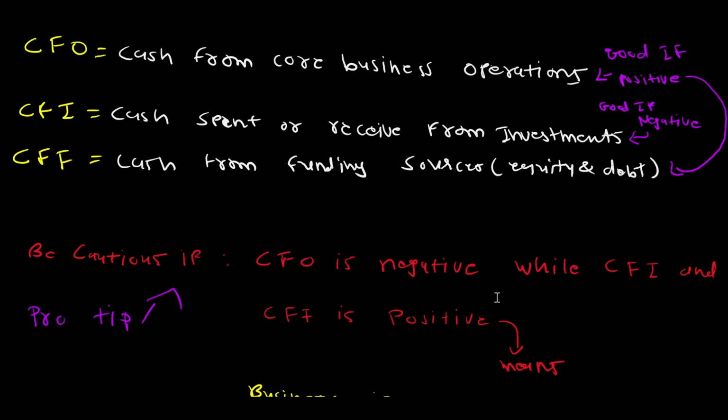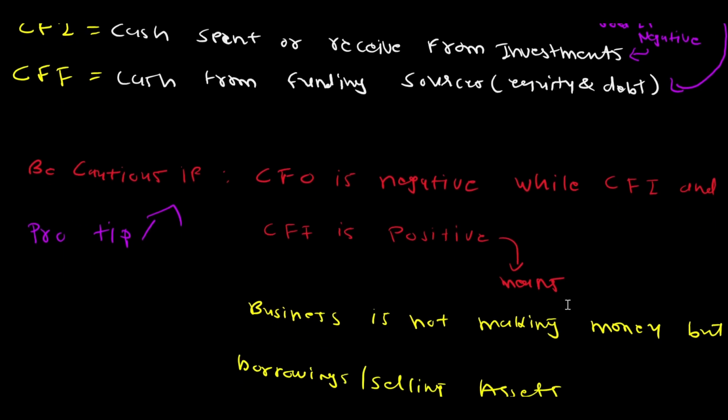So the next case is when CFO is negative while CFI and CFF are positive. It means cash flow from operations is negative. You should be looking segment-wise, not at the overall cash flow. If overall cash flow is positive, but when you go deeper, cash flow from operations is negative, and cash flow from investing and financing is positive, the overall cash flow statement is positive, but that doesn't tell the whole story.